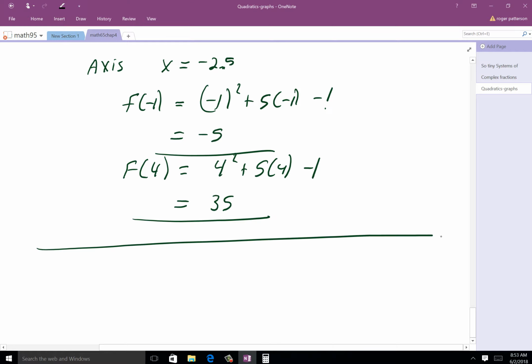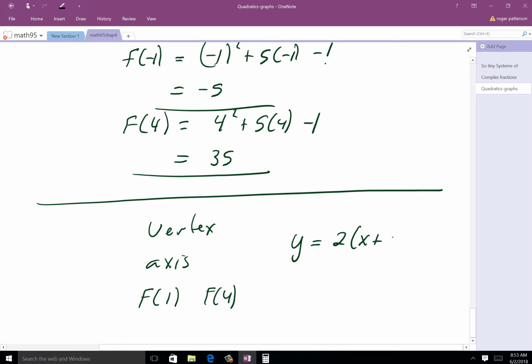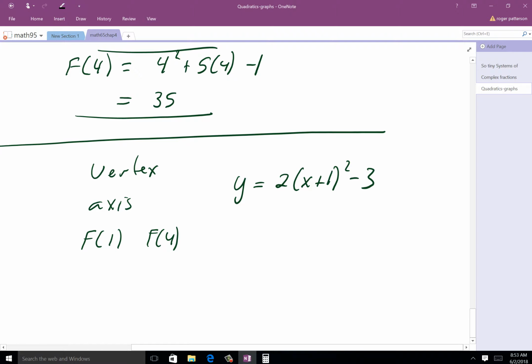Let's do one in vertex form. Same thing. Find the vertex. Okay, axis of symmetry, and f of 1 and f of 4, I guess. All right, here we go. Vertex form. Y equals, put a 2 out in front, x plus 1 squared minus 3. All right, first thing is, this is so nice because I can do the vertex faster here than I could with Desmos. What's the vertex going to be? Be careful on it though.